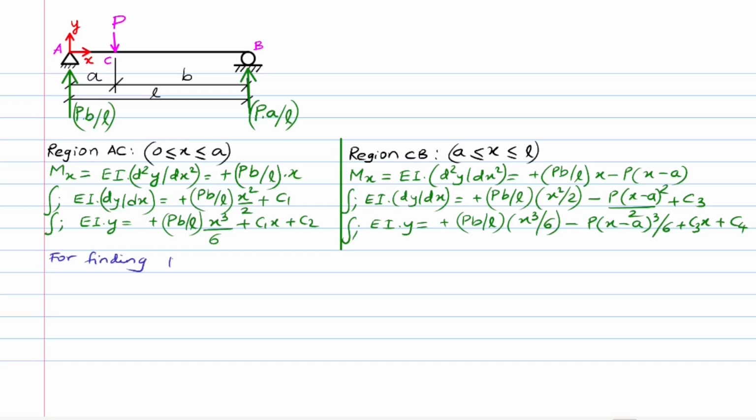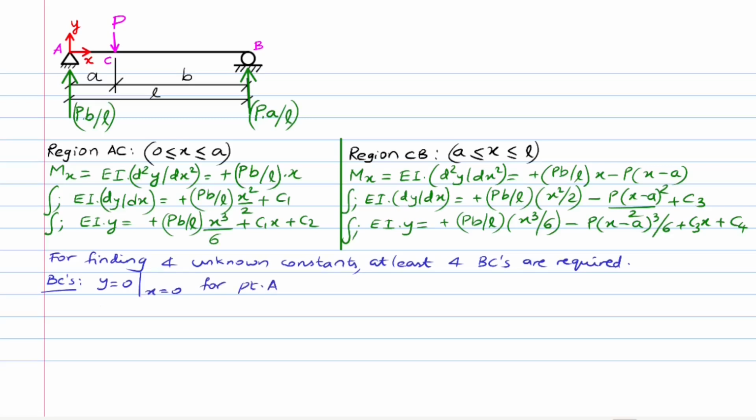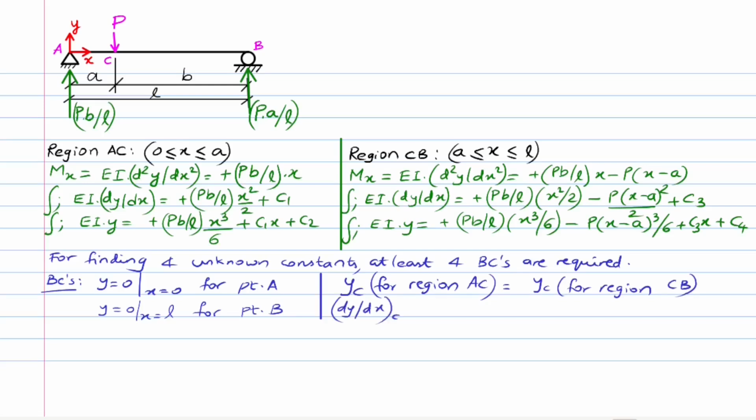For finding the four unknown constants, we need to have at least 4 boundary conditions. We hence apply the following boundary conditions. Deflection y at A equal to 0 for x equal to 0. Deflection y at B equal to 0 for x equal to L. Deflection y at C considering region AC equal to deflection y at C considering region CB. And finally, slope at C considering region AC equal to slope at C considering region CB.